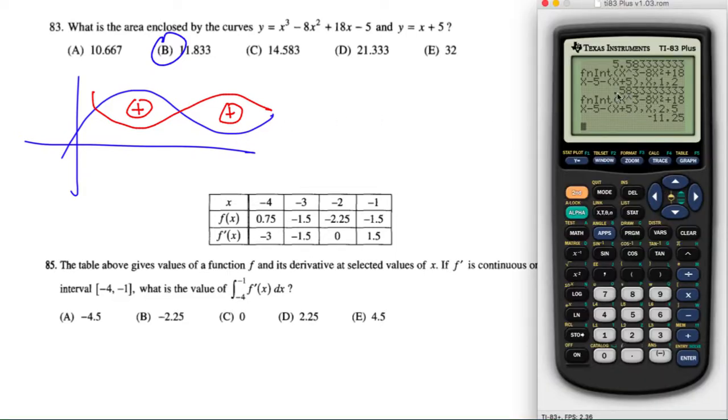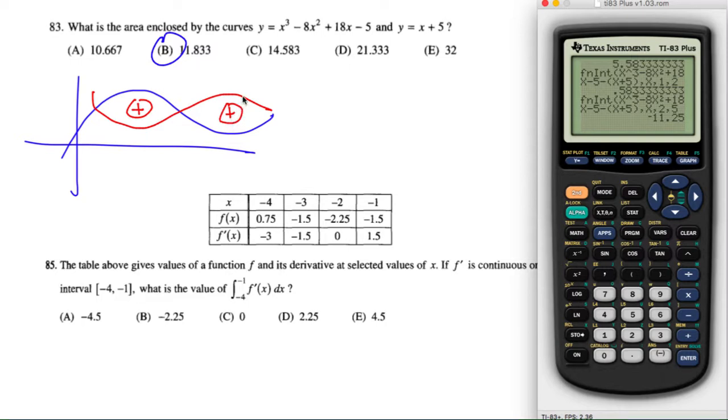So I got a positive 0.58 because I did it correctly. But I did this one backwards, so I have to make this positive 11.25. So positive 11.25 plus positive 0.58 does equal positive 11.833, repeating. So if you ever get a negative number, you just have to make it positive and you're done? Yes, when you're talking about area.